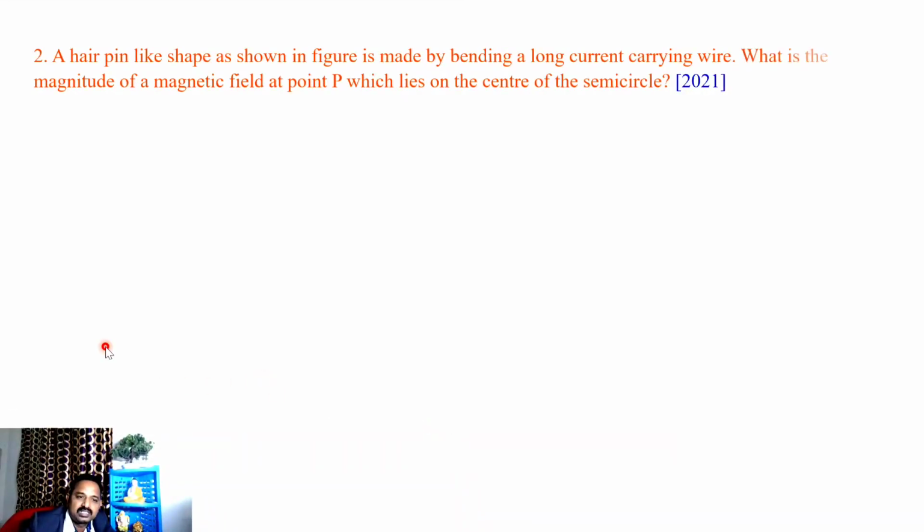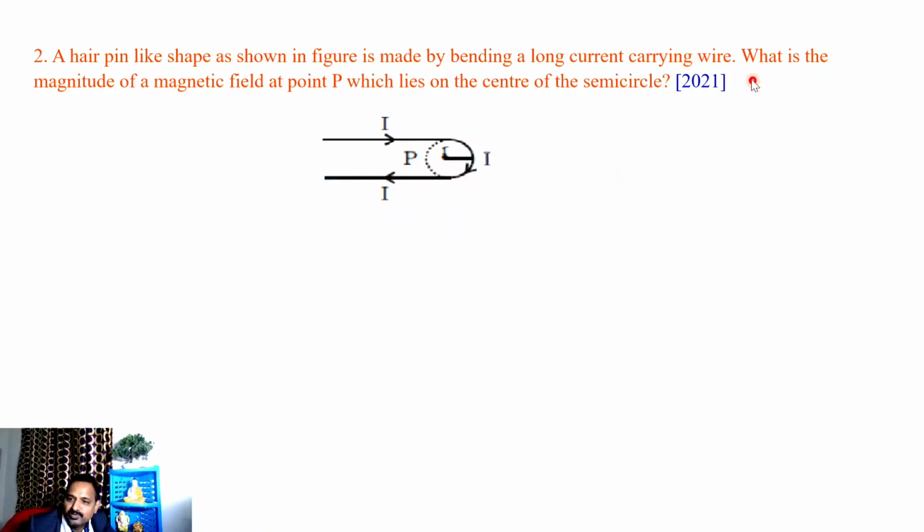See, second problem. A hairpin like shape as shown in the figure. One figure is there here. It looks like a hairpin, which carries current. In this hairpin like structure, current is flowing. A hairpin like shape as shown in figure is made by bending a long current carrying wire.